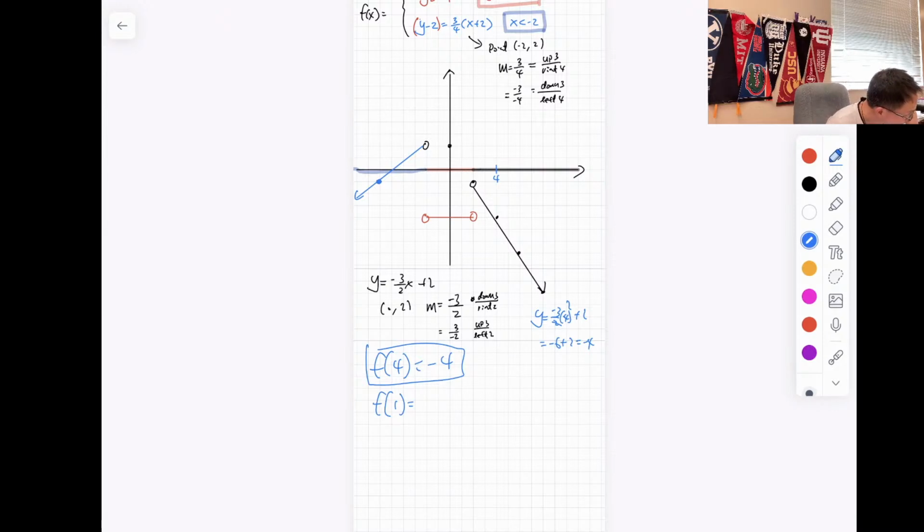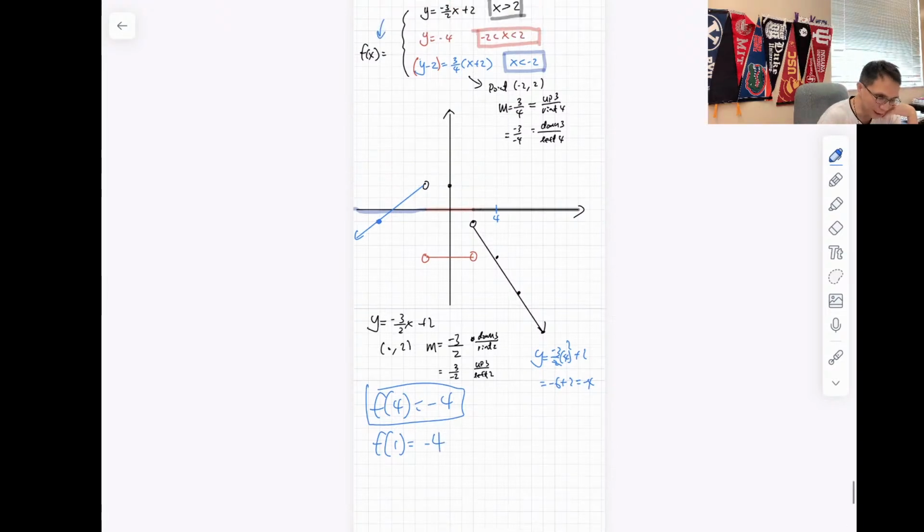So if f of 1, I think it's -4. You think it's -4? Why do you think it's -4? Because if you look at the graph, all of the available answers, if you look at x, it's -4. Perfect. Does everybody understand that's -4?